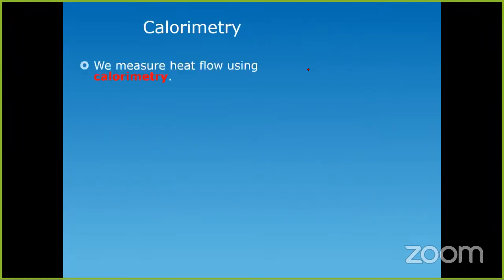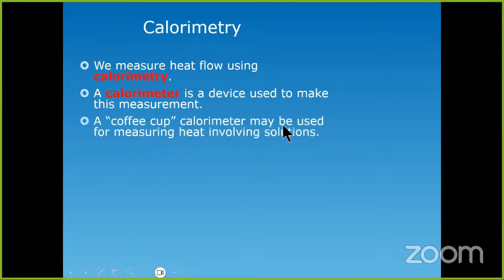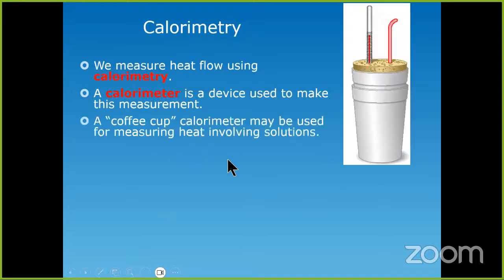So let's talk about calorimetry, which is basically dealing with the measurement of heat flow, right? And heat flow can occur in a physical change as well as a chemical change. And the instrument that we use to measure this heat flow is known as a calorimeter, all right? And there are several levels of sophistication in terms of designs of calorimeter.